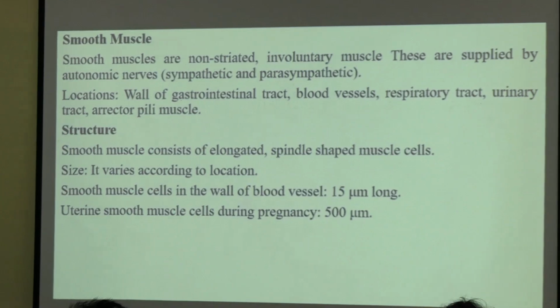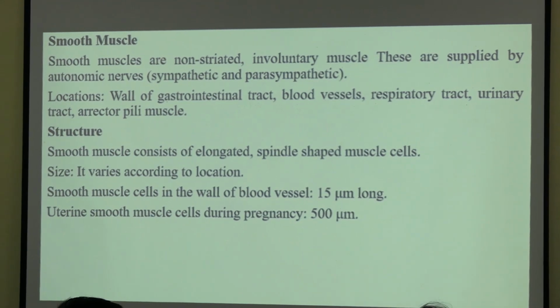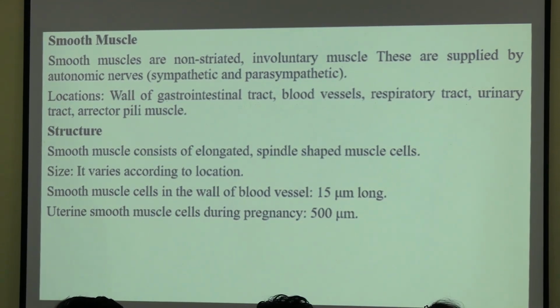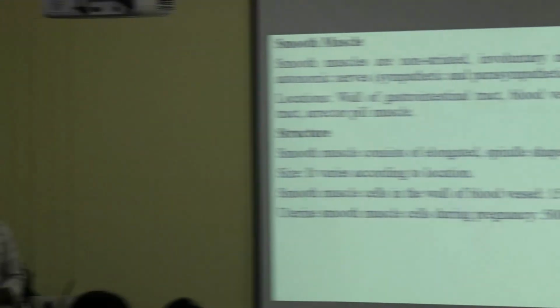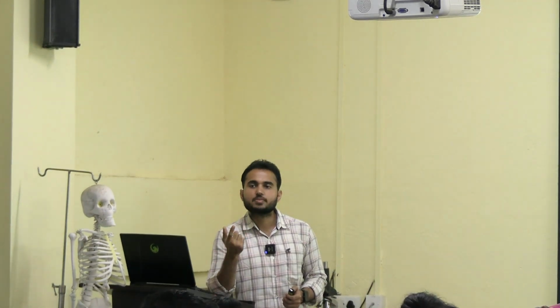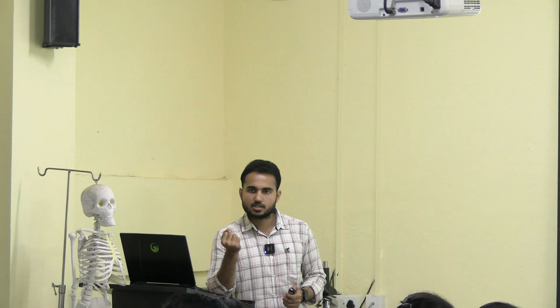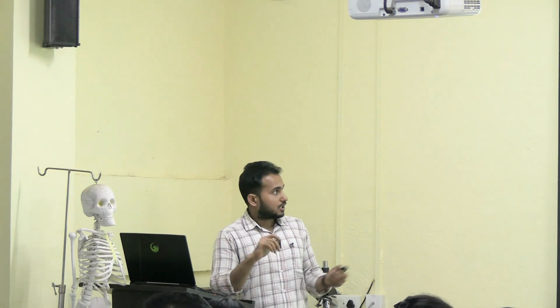Okay, smooth muscle. So why is it called a smooth muscle? Any idea? Yes, non-striated. Actually, see, striations are present, but they are very less prominent. That's why generally they are not seen under a normal microscope. Next, what is the shape of the muscle fiber? Spindle shaped. Very good.